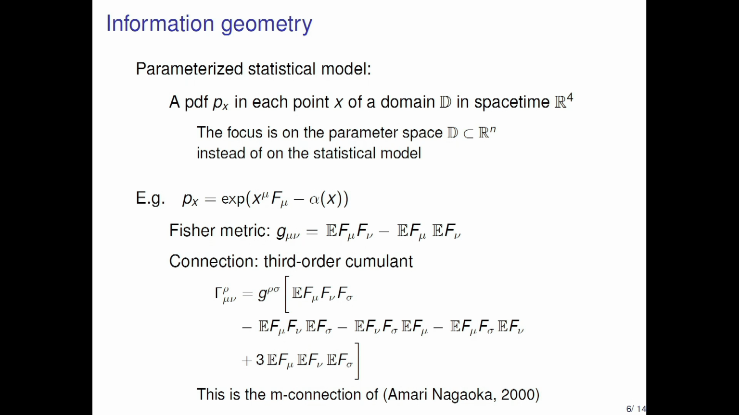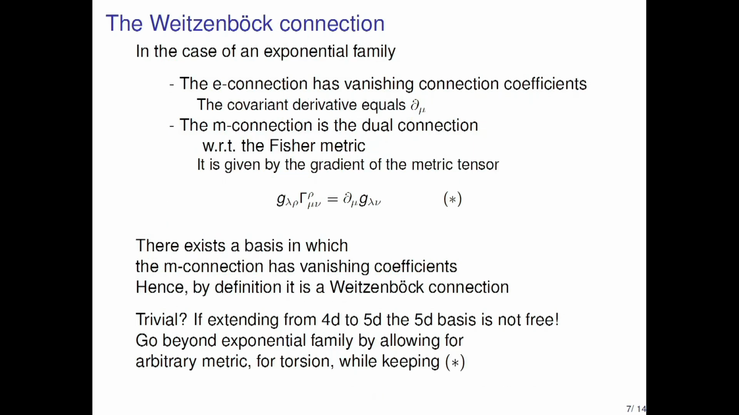And that third-order cumulant is the M connection in the book of Amari and Nagaoka. And the reason I choose that is because we know that in the context of dually flat geometry, the M connection is the dual of the E connection, and both are flat geometries. Okay, and I want in 5 dimensions a flat geometry, and I will take something like this M connection, and the property of that M connection, the property I will use, is that it's a Weitzenböck connection.